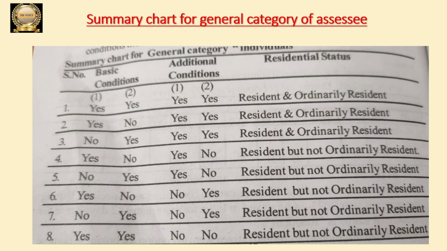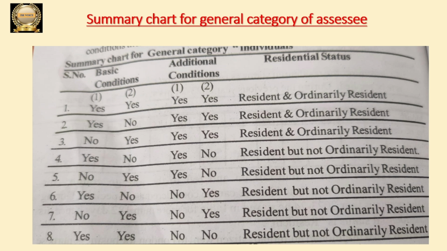Next, the seventh one, basic conditions: first one no, second one yes. One is satisfying, so he will become resident. Apply additional conditions. First one no, second one yes. Only one additional condition, so he will become resident but not ordinary resident. And see next, the eighth point, basic conditions: first one is satisfied, second one is satisfied. If he satisfies at least one, he will become resident. If he satisfies both also, he will become resident.